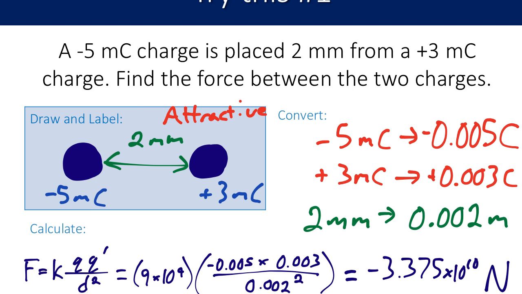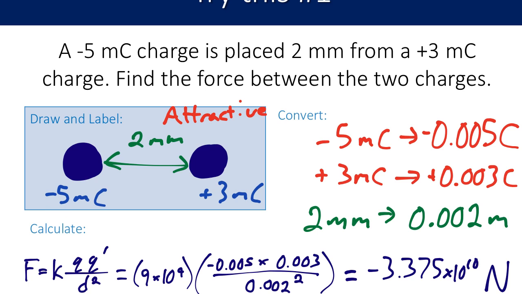I'm going to run through one quick example that uses Coulomb's law to calculate the magnitude of force between two charged objects. Our first charged object is a -5 millicoulomb, and the other one is a +3 millicoulomb. And their centers are separated by 2 millimeters. All right, and we can use what we know about Coulomb's law to find out how much force is actually attracting these two objects together, because I know one is positive and one is negative.